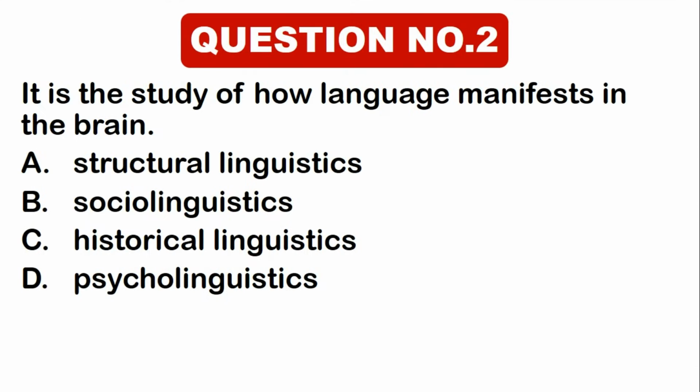Question number 2. It is the study of how language manifests in the brain. A, structural linguistics. B, social linguistics. C, historical linguistics. D, psycholinguistics.